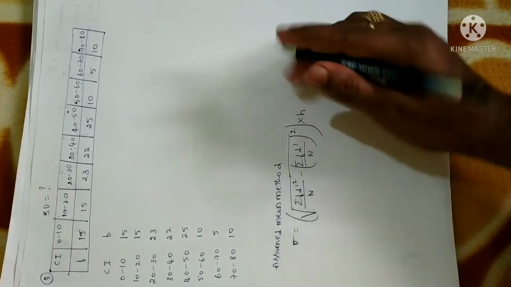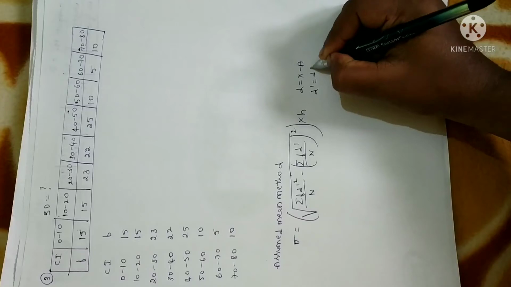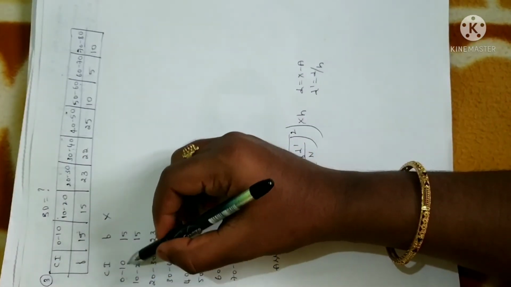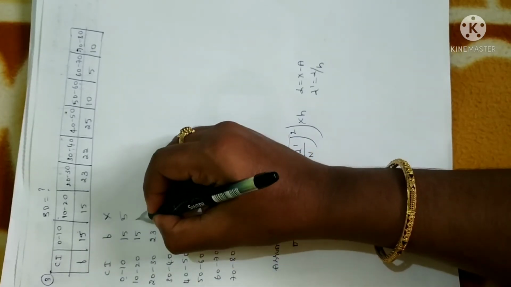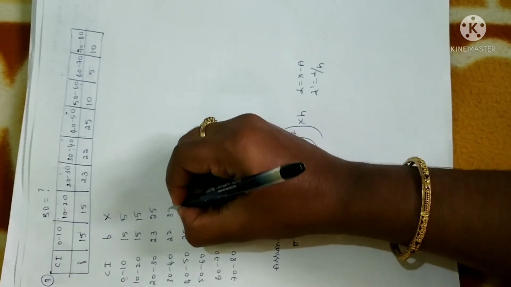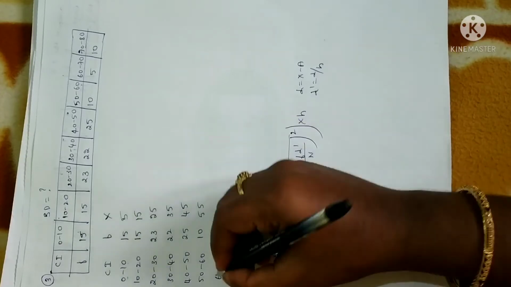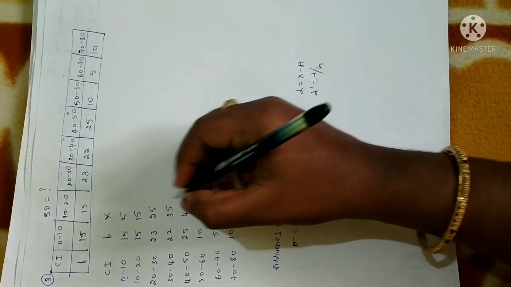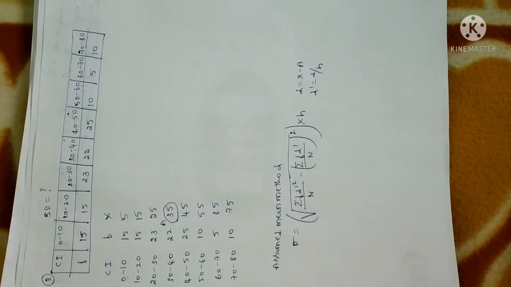Right, now let me calculate d. As I already told you, d will be x minus a and d dash will be d divided by h. So let me calculate x value, that is midpoint. 0 plus 10 divided by 2 is 5. Similarly 10 plus 20 divided by 2, 15. Next 25. Once you write one value, you can clearly write for the rest of the values. It is the middle point. Right, so 55, 60 plus 70 is 65, 70 plus 80 is 75. Now among this 35 is the assumed mean, that is middle value.